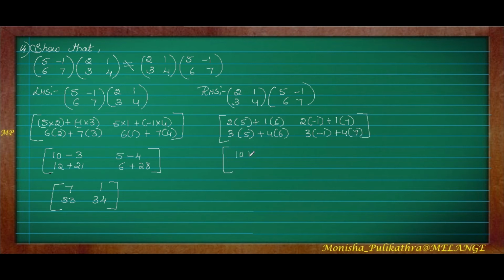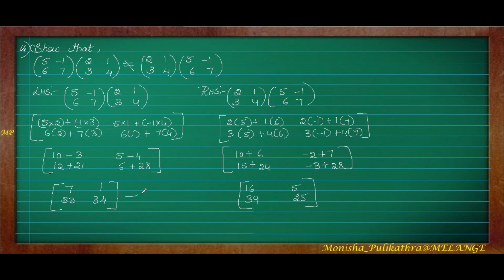So 2 5s are 10 plus 1 6 are 6. 2 into minus 1 is minus 2 plus 7. 3 5s are 15 plus 6 4s are 24. 3 into minus 1 is minus 3 plus 7 4s are 28. So 16, 7 minus 2 is 5. It is 39 and it is 25.